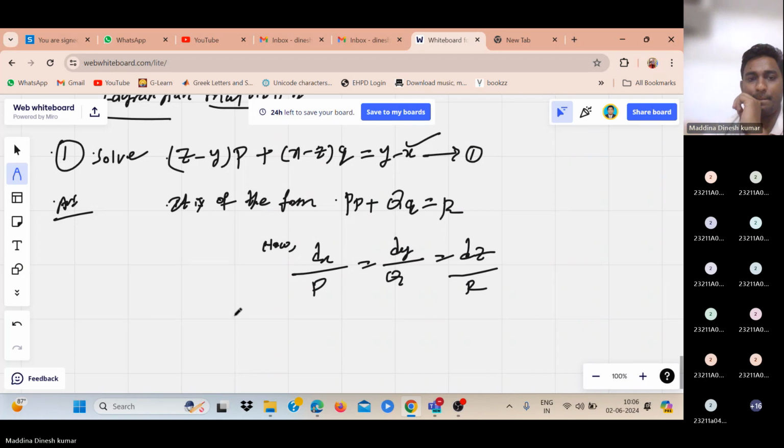So here dx by P means this one, z minus y, equal to dy by Q. Q means this one, x minus z.